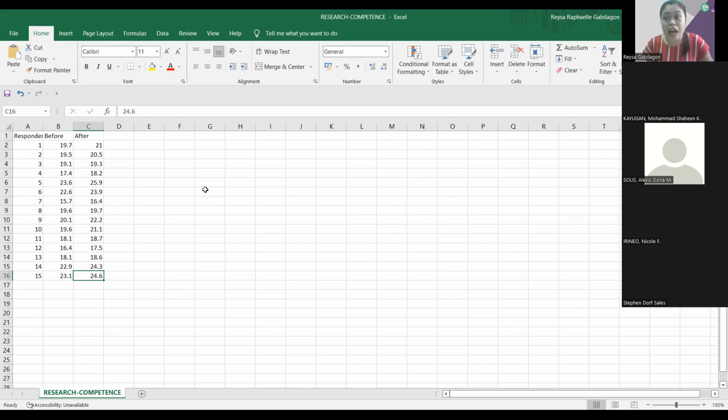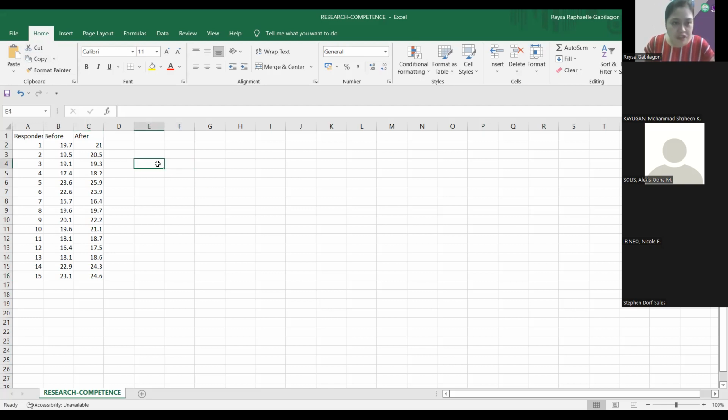Okay? For the independent sample t-test, that's fine because the participants are different. In our example, the males are different from the females. So we don't need to pair them. This time we really need to pair them.